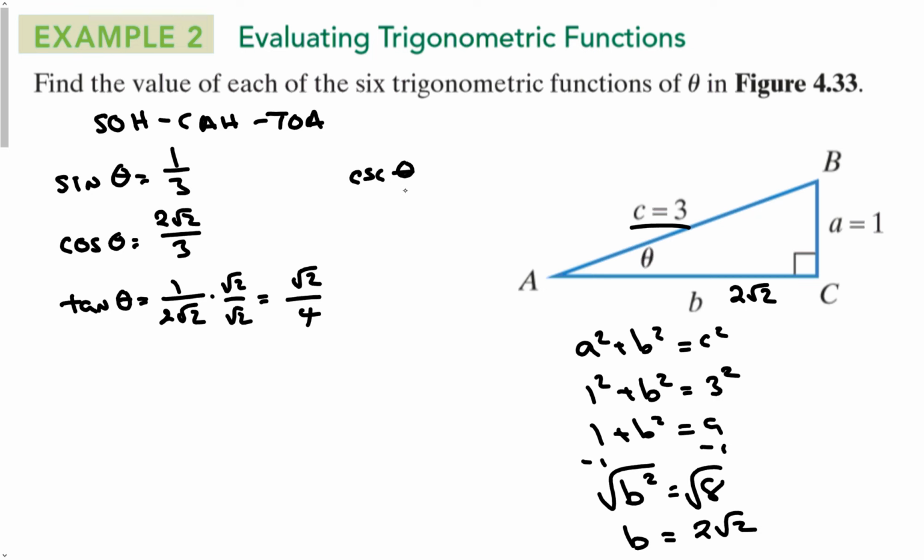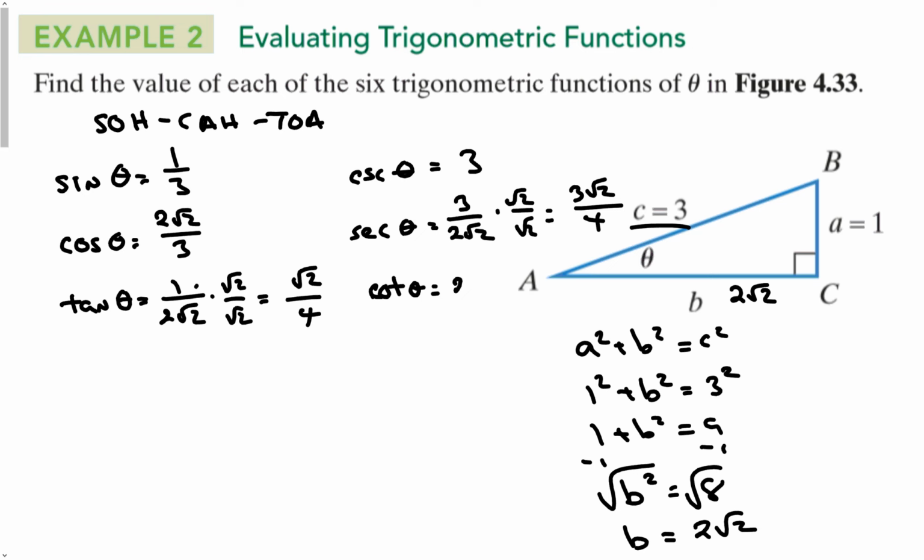Cosecant, secant, and cotangent. This would just be 3 over 1. Here, right, 3 over 2 square root 2. Can't leave it like that. Have to rationalize it again. So we get 3 square root 2 over 4. And then cotangent, I could flip this one over, but why not just go back to the beginning? That way I don't have to rationalize anything, okay? And those are my 6 trig values.